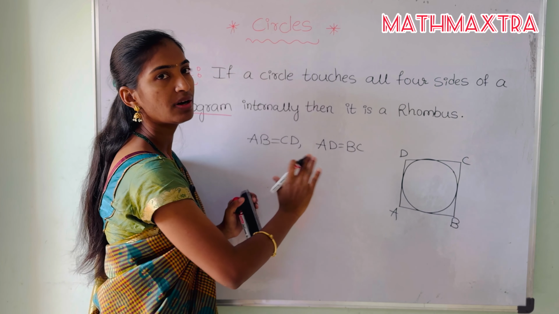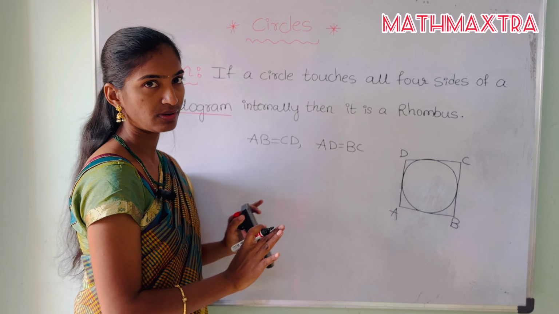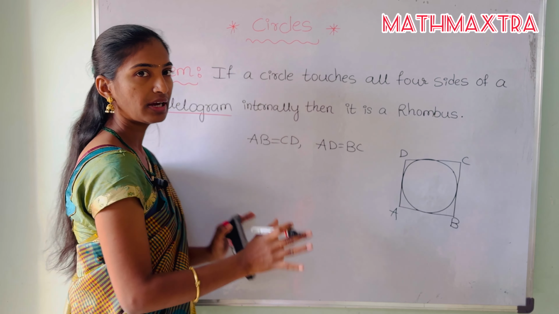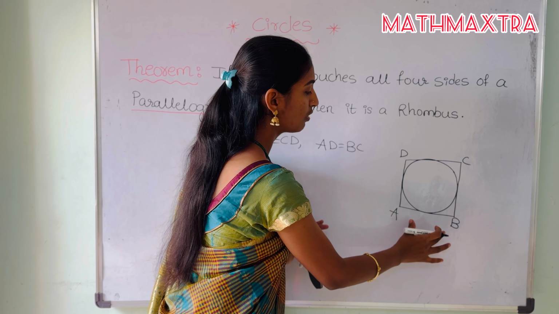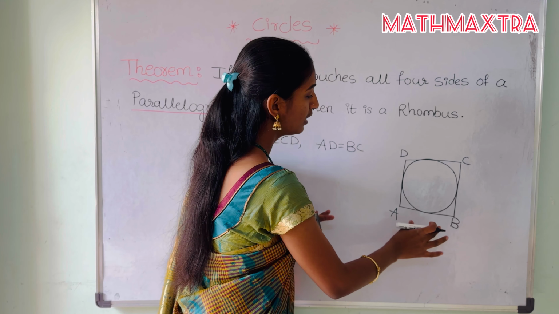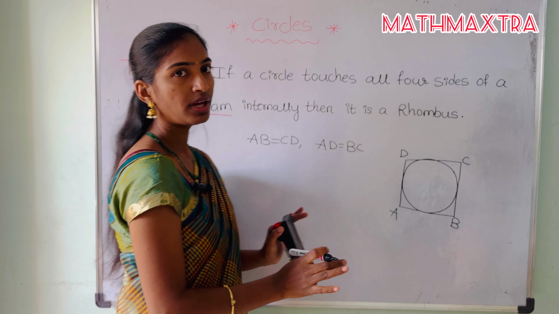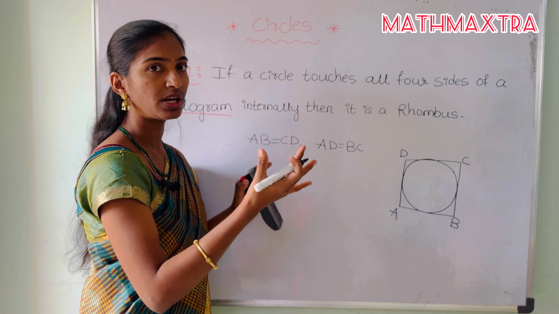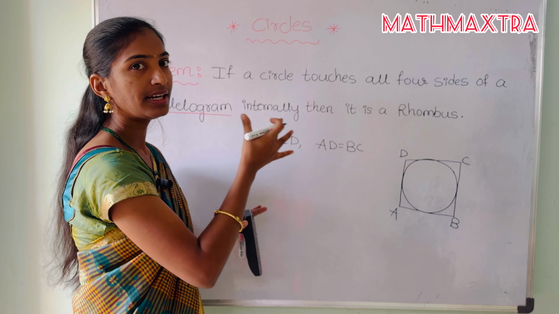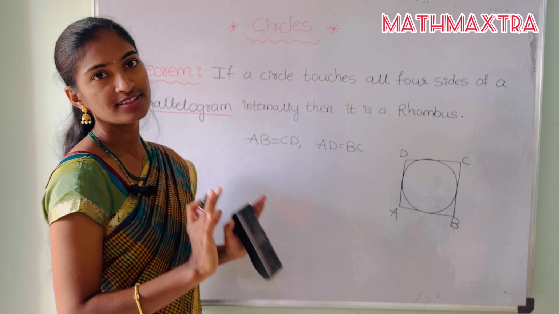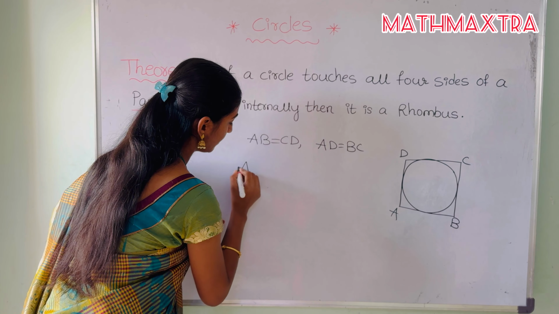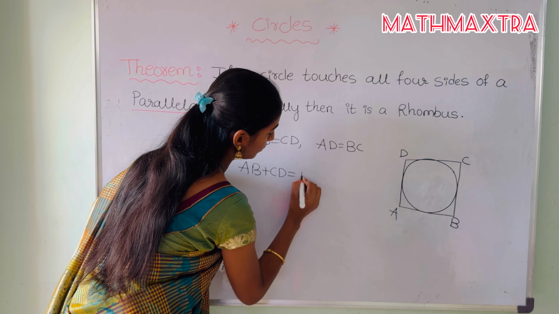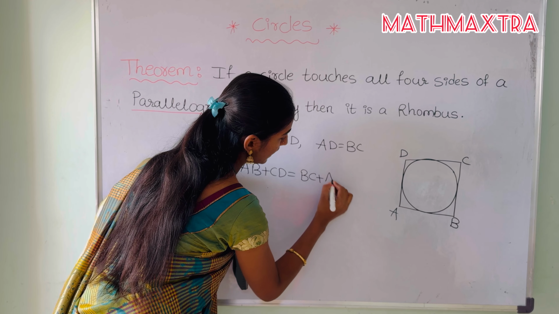The pair of opposite sides are equal in the case of a parallelogram. So from this, we have to conclude that the adjacent sides are equal, which is nothing but AB is equal to BC or AB is equal to AD. We know very well that if a circle touches all four sides of any quadrilateral, the sum of the opposite sides are equal, which is AB plus CD equals BC plus AD.